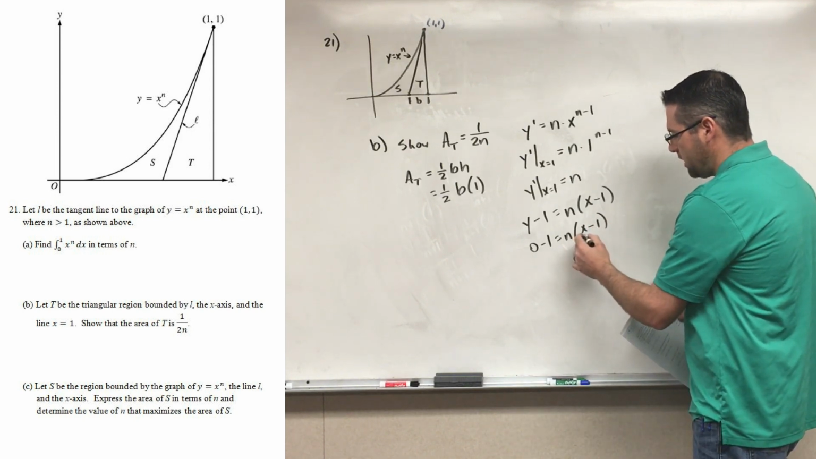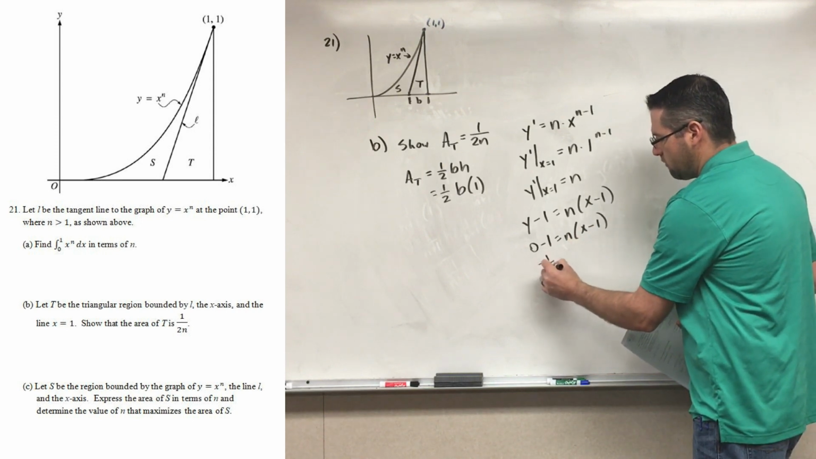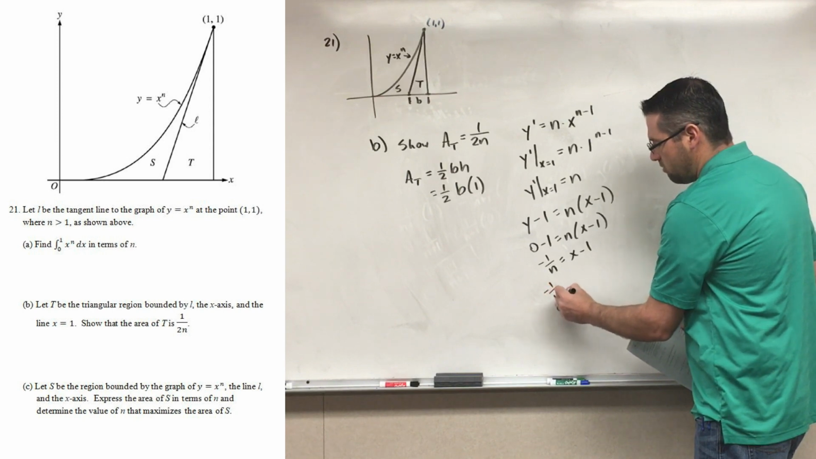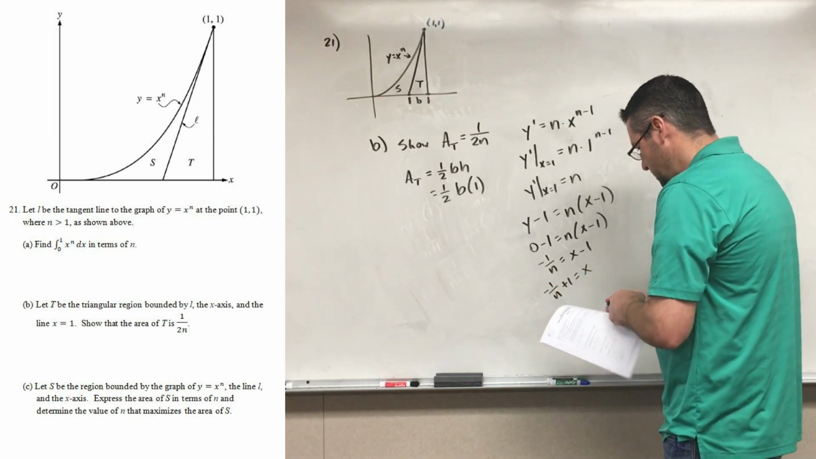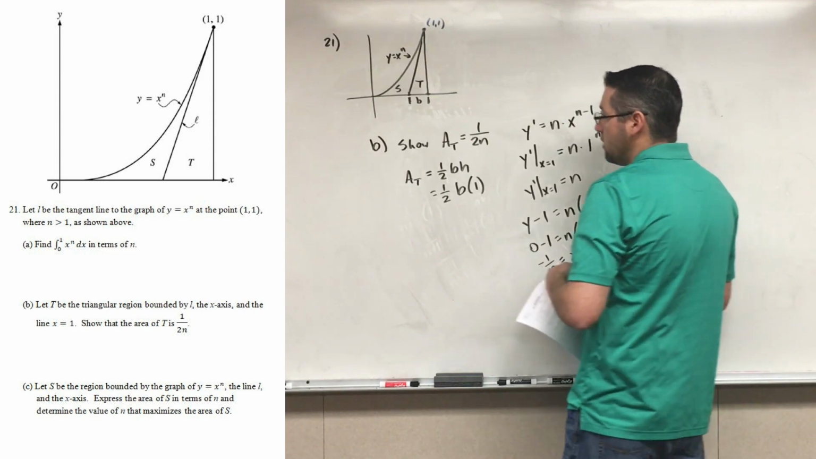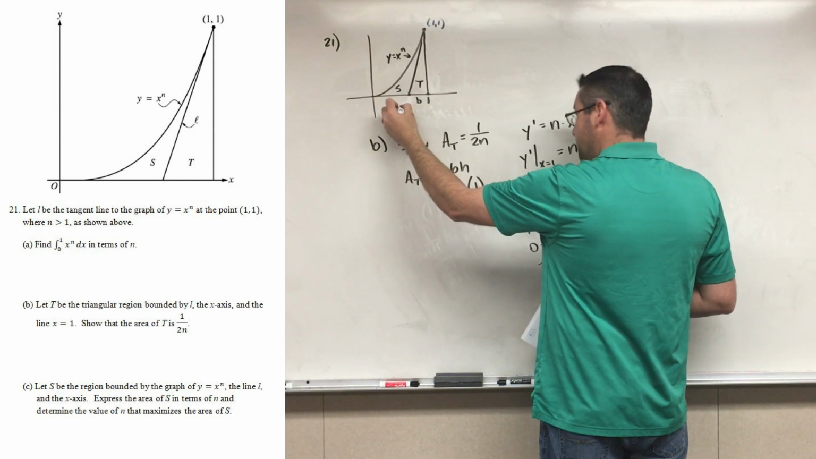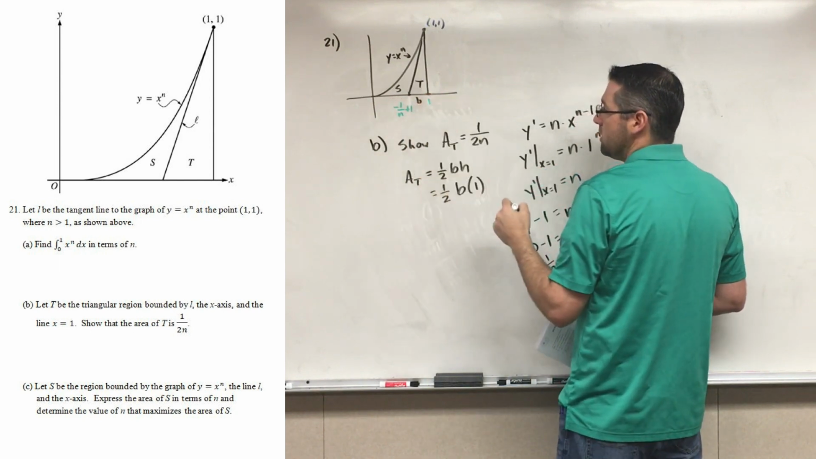I'll divide by n here, so I get negative 1 over n equals x minus 1. Then we'll add 1, so negative 1 over n plus 1 equals x. So let me go ahead and write this in here. I know that this point right here is negative 1 over n plus 1, and this point here is 1.